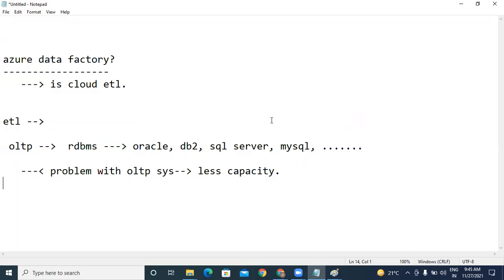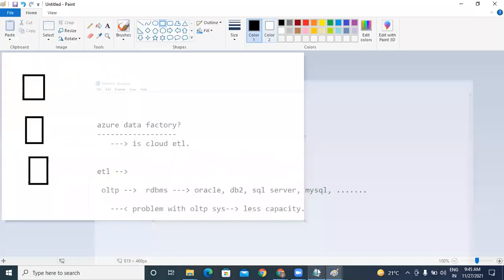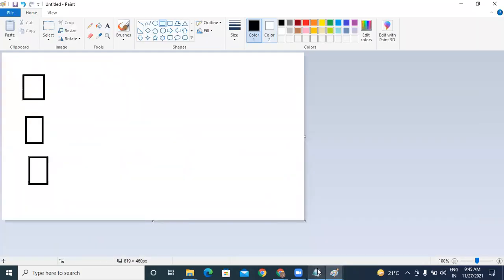Got it? But basically these OLTP systems have less capacity. That's why industry is compromising. They can't keep the entire historical data in these OLTP systems. Suppose your organization has been doing business for the past 20 or 30 years. But 30 years of data you cannot keep in OLTP systems. That's why industry is compromising. Only recent data they are maintaining in OLTP systems.